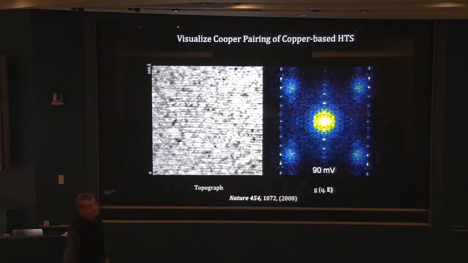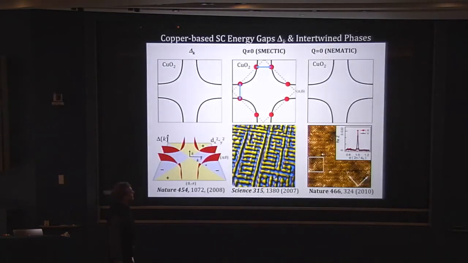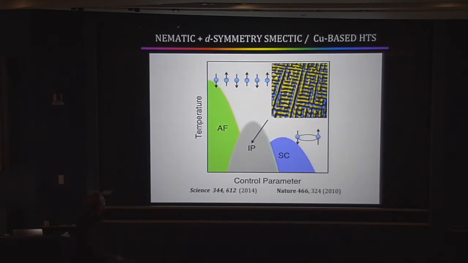We also can see the superconductivity. I won't bore you with the details, but we know what the superconducting energy gap is in these compounds. So in summary, we know how the superconductor is formed. We know that there's a smectic state. This is a state where you have some co-aligned objects, but they're periodic in space. And we also know that there's a nematic state in the parent to the superconductor. So that's the conclusion. There's a nematic plus a D-symmetry smectic in the parent state to the copper superconductors.